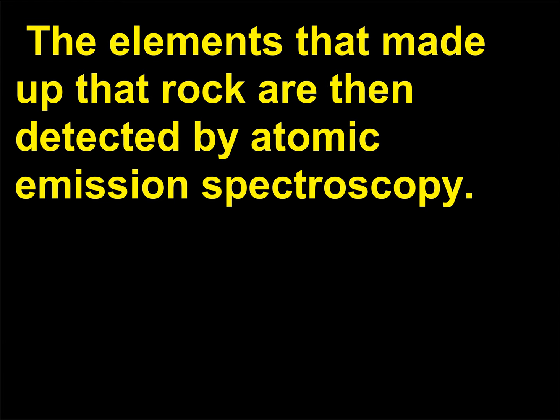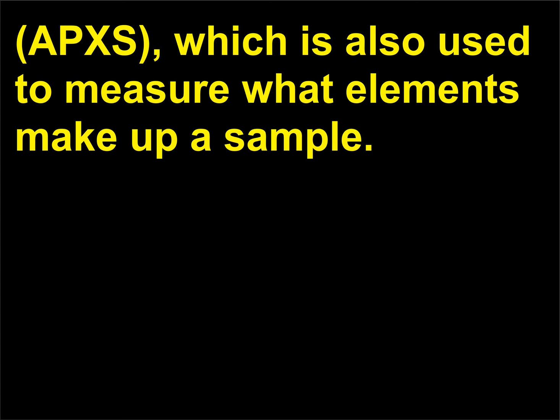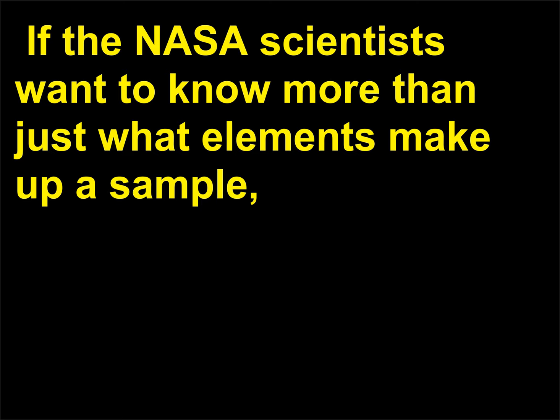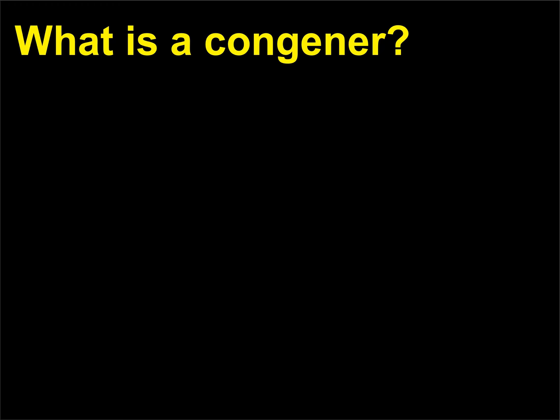Curiosity also contains an alpha particle, He2+ ion, X-ray spectrometer, APXS, which is also used to measure what elements make up a sample. If the NASA scientists want to know more than just what elements make up a sample, they can use the quadrupole mass spectrometer, which can measure the mass of ions of gases and organic compounds. What is a congener? A polymer of two or more monomers.